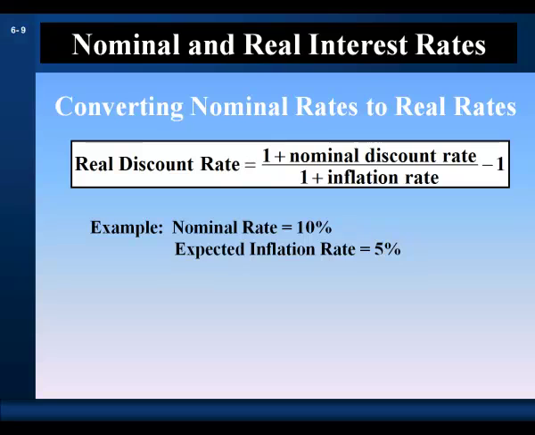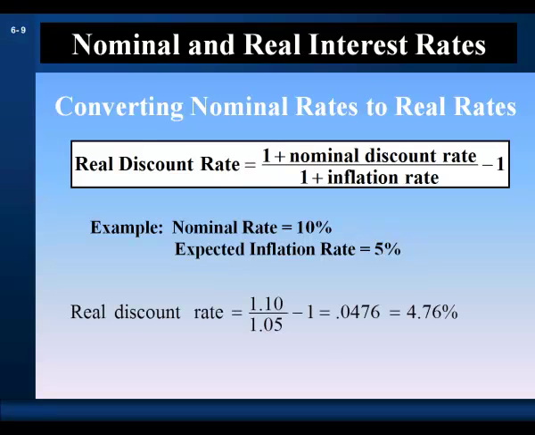For example, let's suppose we have a nominal rate of 10% and want to convert that to a real rate, given an expected inflation rate of 5%. So our real discount rate is 1 plus a 10% nominal rate divided by 1 plus the 5% expected inflation rate. Subtract 1 from the division, and we get a real discount rate of 4.76%.